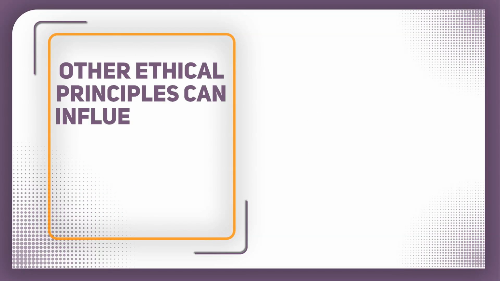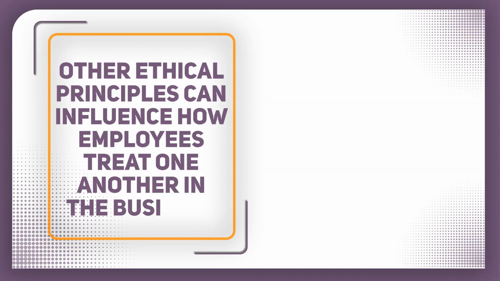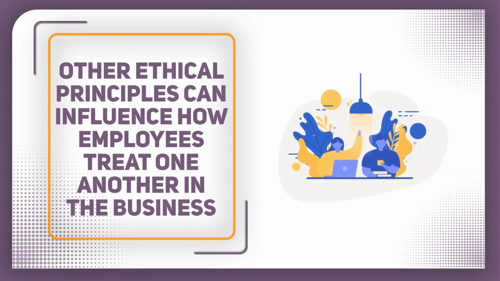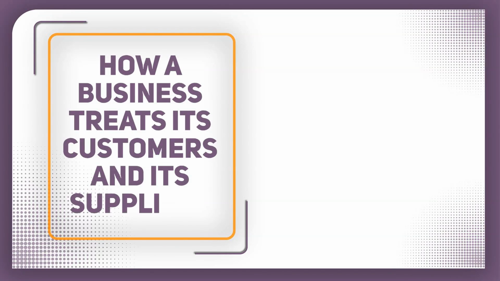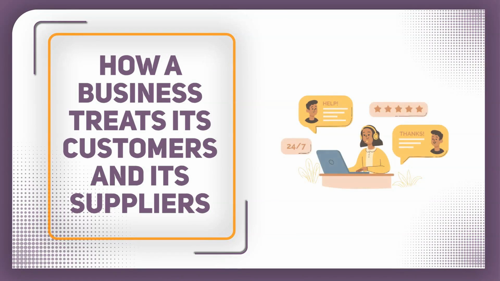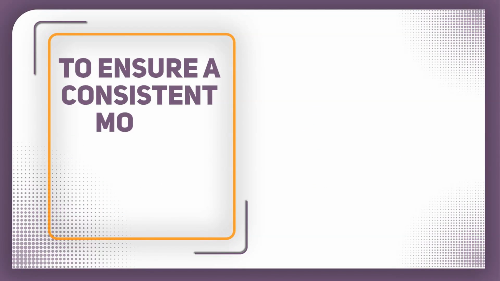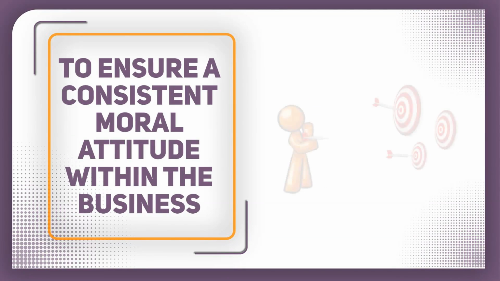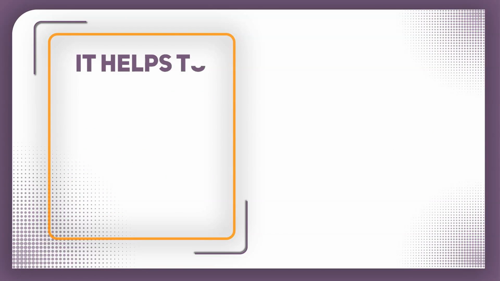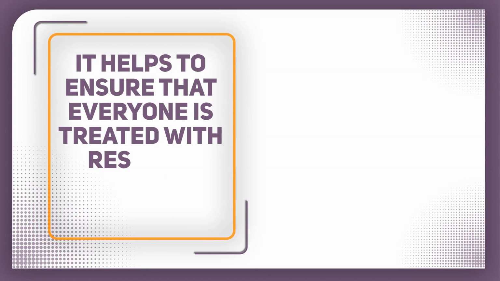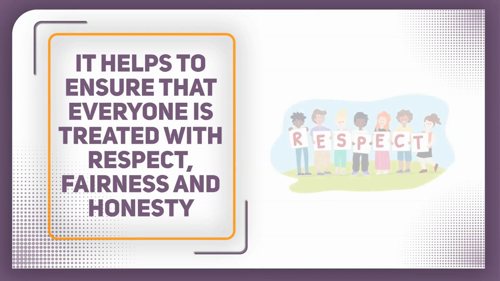However, other ethical principles can influence how employees treat one another in the business, the corporate social responsibility of a business, meaning how responsible businesses are for their impact on society, and how a business treats its customers and its suppliers. The purpose of business ethics, or we might say of a business being ethical, is to ensure a consistent moral attitude within the business, from those at the top of the food chain to the newest employees. It helps to ensure that everyone is treated with respect, fairness, and honesty.